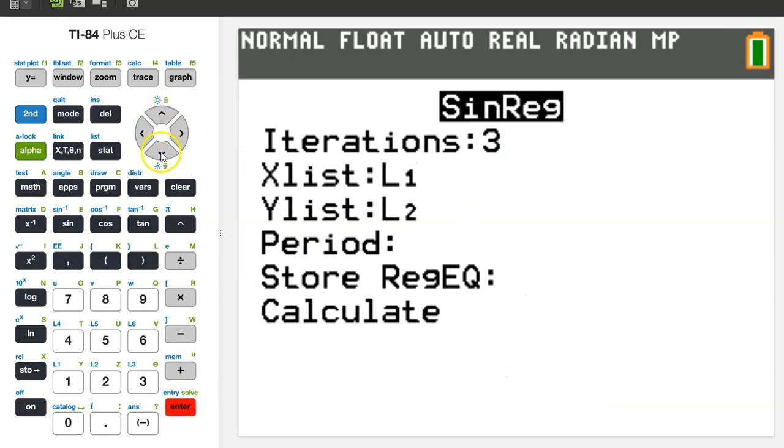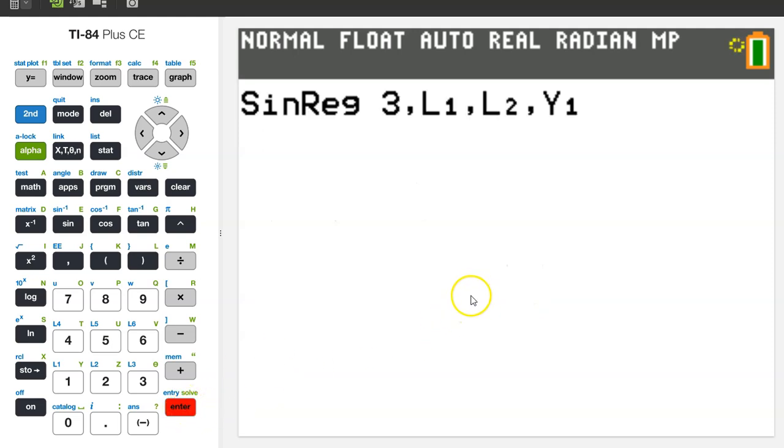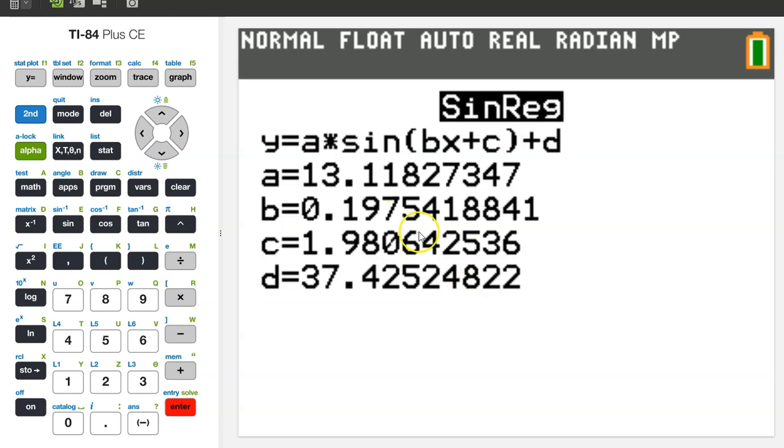Tell your calculator to store the regression equation in Y1 by hitting Alpha, Trace, Enter right here. Hit Enter a couple more times, and kabam! There's your regression model, which has also been stored for us in Y1.